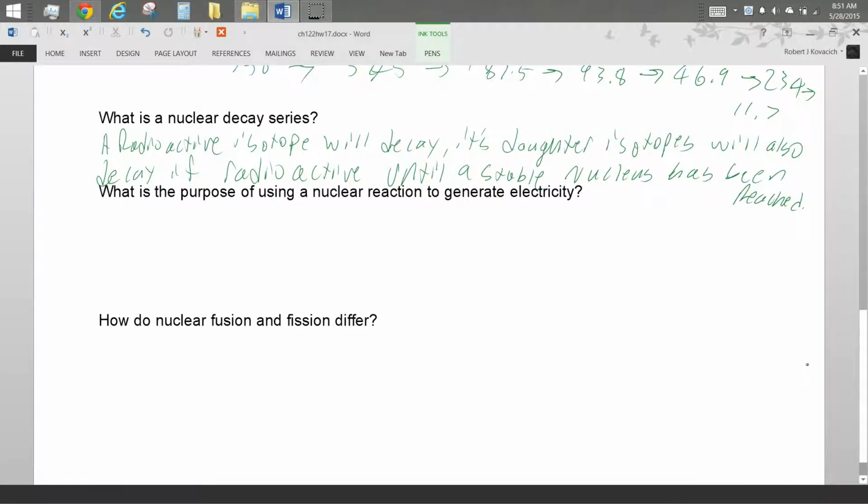We didn't quite get to this last class, but do we have an answer for this one? Fusion's like too much information. Less. This is less. It's an efficient way to generate electricity.